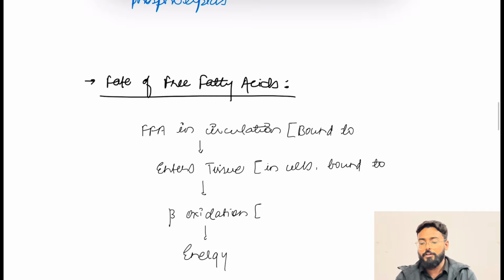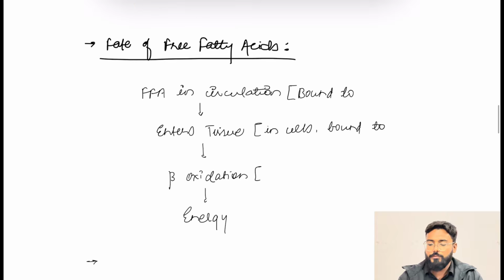Now we will see the fate of free fatty acid. So free fatty acid cannot stay inside the body or inside the blood circulation alone. It needs to be bound to some other compound. So if free fatty acid is in circulation, it is bound to albumin.